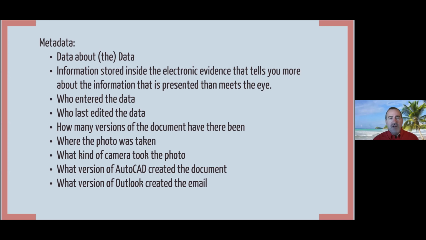But in general, it's who entered the data, who last edited the data. Sometimes there's how many versions of the document have been created. Other things that we see in documents in particular is how long it was edited. So was it just 30 minutes or was it 4 hours? Things like that. We see that in AutoCAD. There's a lot of information about versions in things like AutoCAD documents. And then we also see it in Outlook and Exchange.